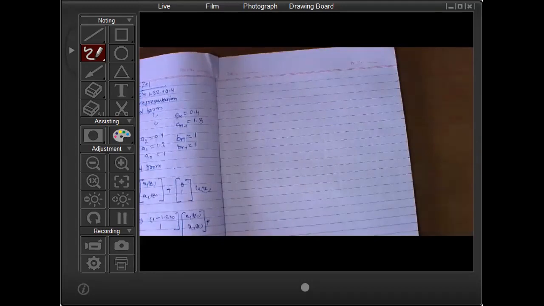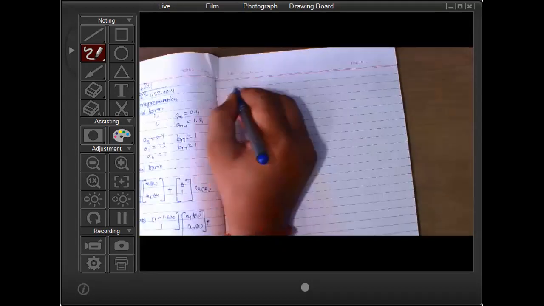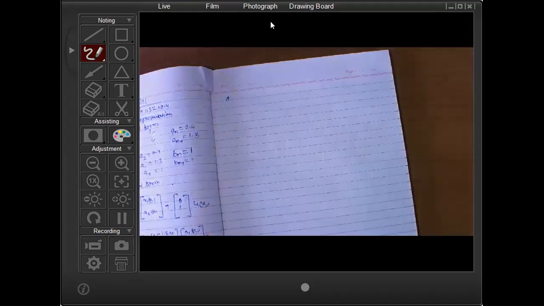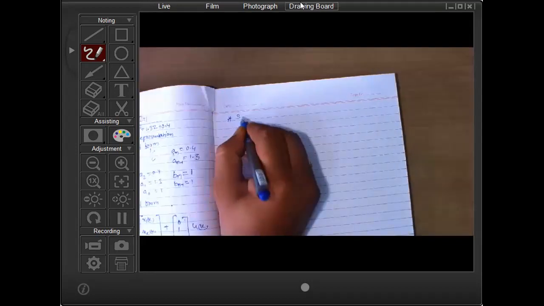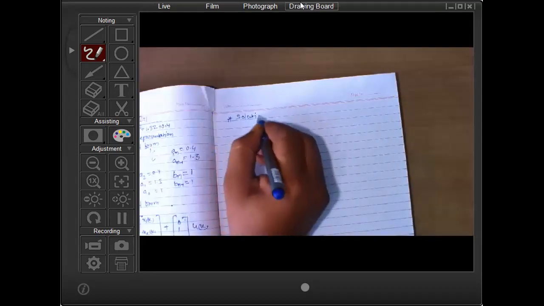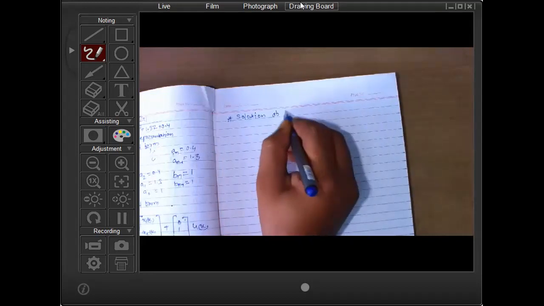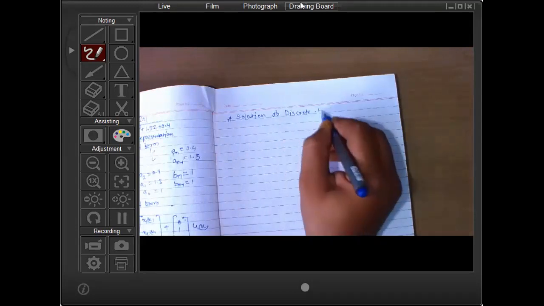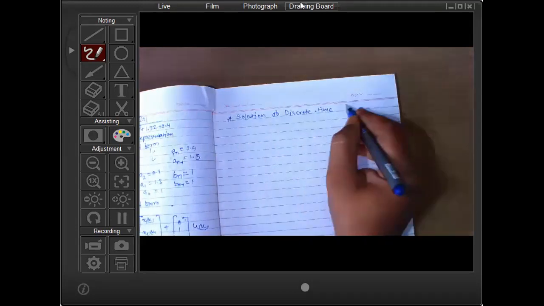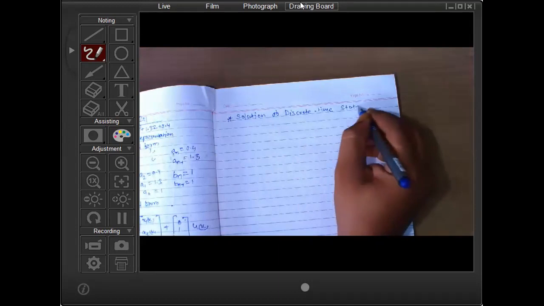Those were the theory. Now today I will start the solution of discrete time state equation. Next topic is solution of discrete time state equation.